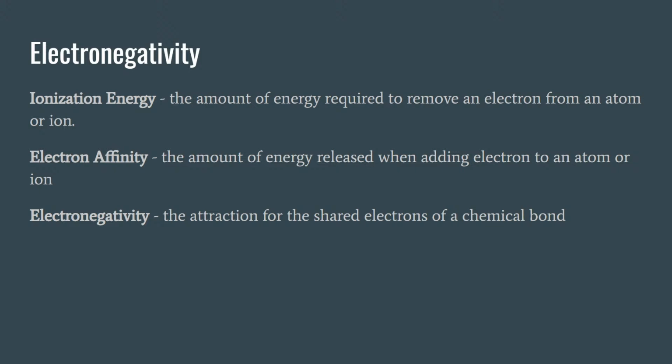And then finally, we have electronegativity, where electronegativity is the attraction for the shared electrons of a chemical bond. So if two atoms come together, they form a chemical bond. Obviously, the reason they're forming that bond is because they want those electrons. Both of the atoms in the bond want the electron. Some atoms want electrons more than others, and we measure that using electronegativity.